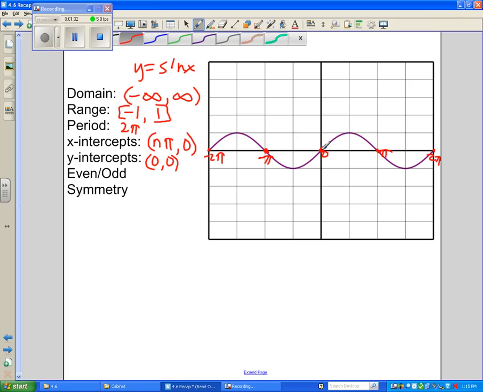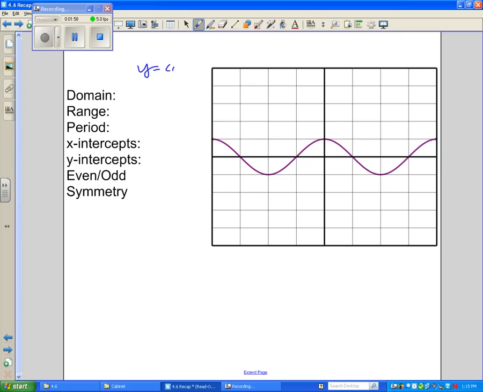Now is this even or odd? If you guys remember from even and odd functions, if this function can be flipped this way and come back on itself, then that is an odd function. So sine is in fact odd. And the symmetry is about the origin. Okay, anytime graphing transform sine functions, we have to reference each of these characteristics about the sine wave.